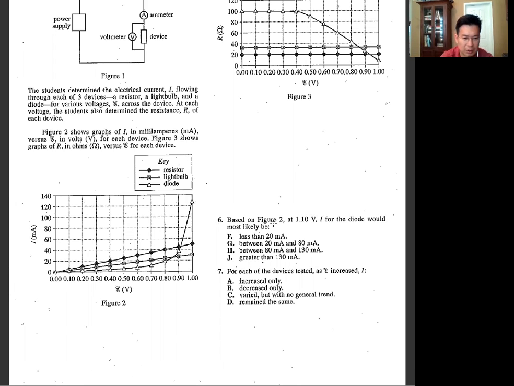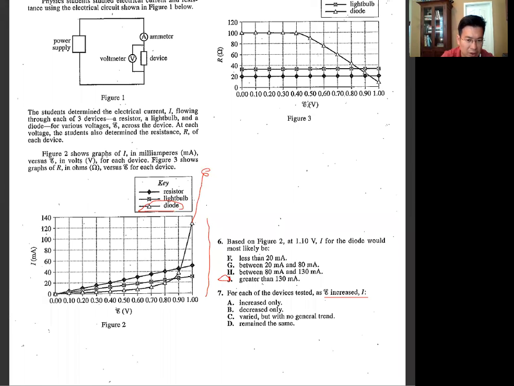Okay, number six, based on Figure 2, we'll go to Figure 2, 1.1, which is here. The diode's trend is going to go up like this, probably here, and greater than 130. Okay. Number seven, as the energy increases, so I increases. We have to find the energy and I. Energy increases, I increases, so directly proportional, which is A.